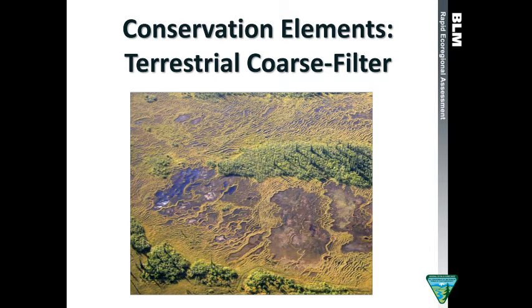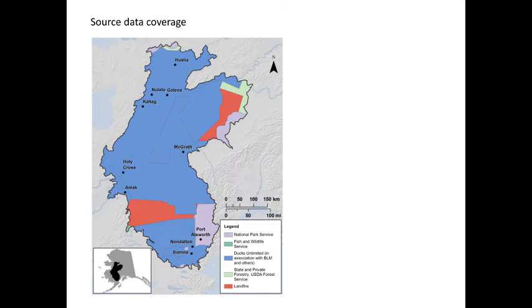Yeah, no, that's a good answer. For those on the phone, this is Keith Boggs, Heritage UAA, and I'm going to talk about the terrestrial coarse filter. Basically, those are land cover classes or combined land cover classes in one biophysical setting.